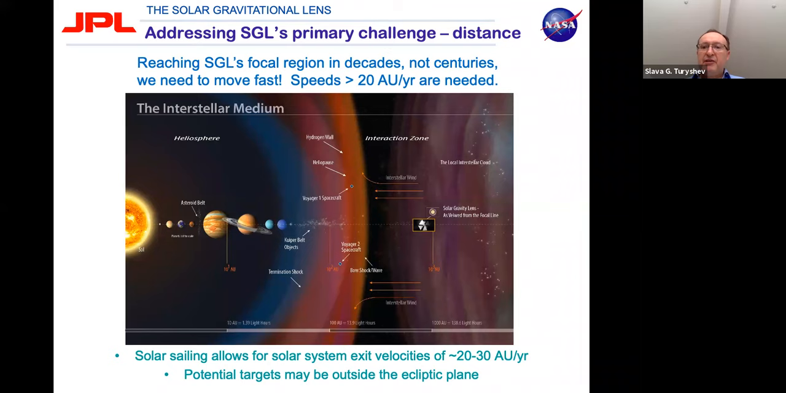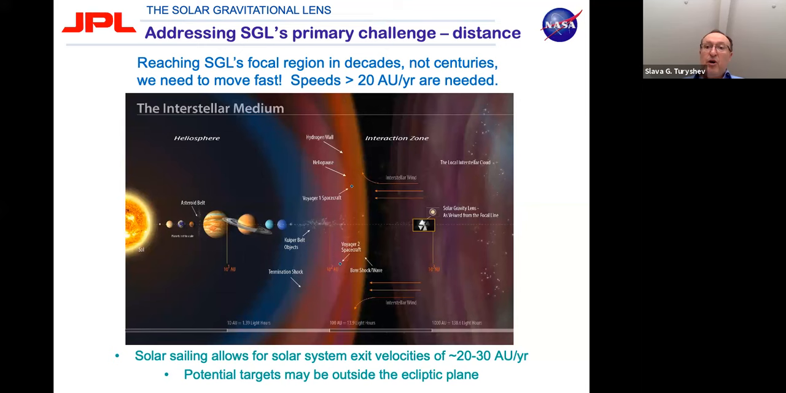And the velocities that we require have to be larger than 20 AU per year. Nothing was done with this velocity. In the past, we have flown the Voyager spacecraft, which is the fastest, and New Horizons. Both of them reached velocities of roughly 3 astronomical units per year. So we are talking about 20 AU. How can that be done?